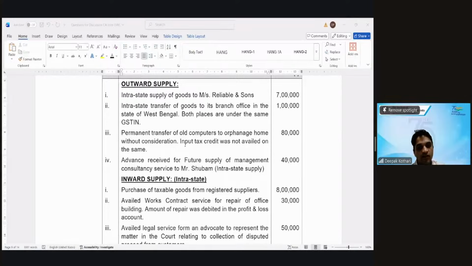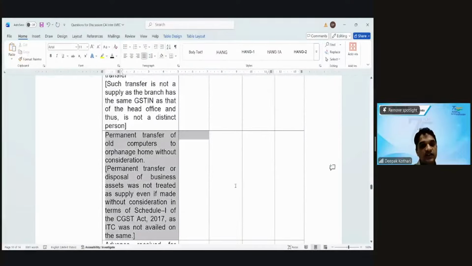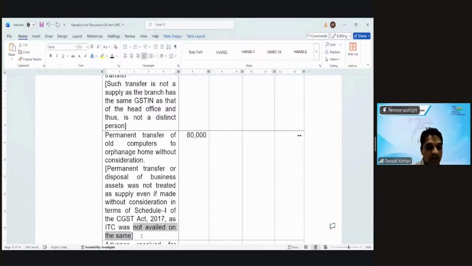But the condition also says that you should have claimed the input tax credit. In this case, ITC was not availed. So then the answer will change: even though it is taxable, ITC is not availed. If you have availed the ITC, then you can claim the credit. In this case, ITC was not availed. That's why it is not payable.